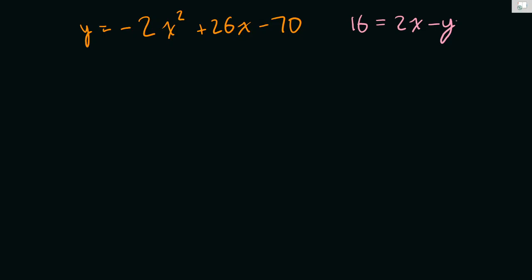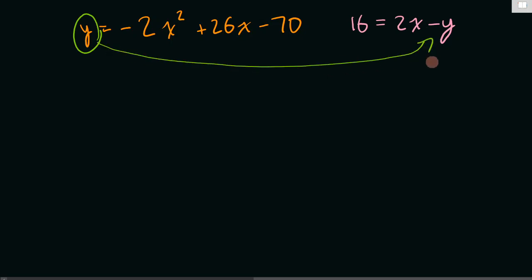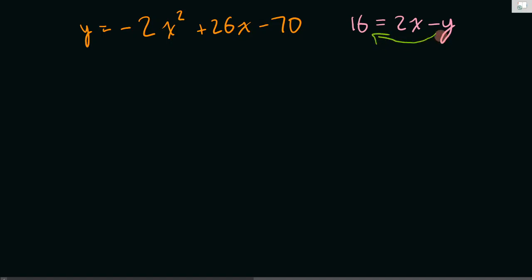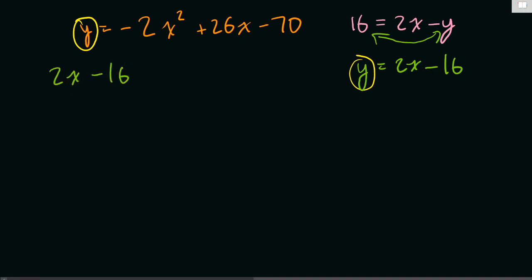Now, our first equation is solved for y, so we could do the substitution of this big ugly y all the way over here. I'd rather do it the other way around though, because I can just flip-flop these to make it y equals 2x minus 16. And then I can set y equal to y. And having y equal to y is really nice because then we can just set our left-hand side as the thing we just found, 2x minus 16. And then the right-hand side is the thing we had before, negative 2x squared plus 26x minus 70.